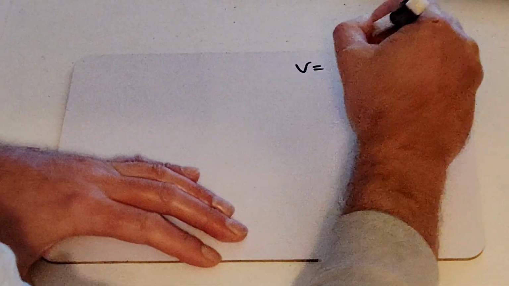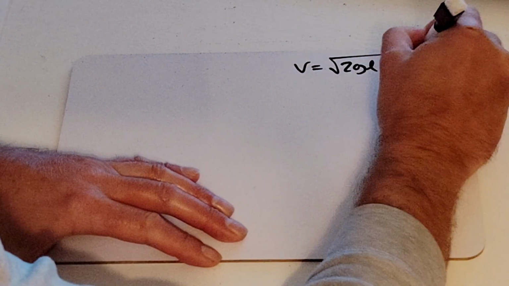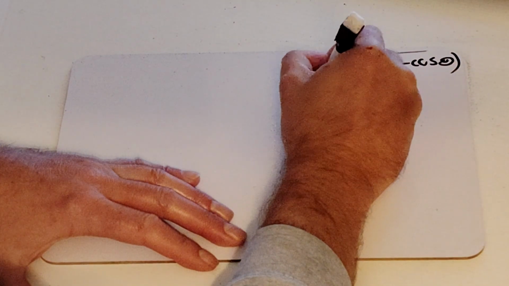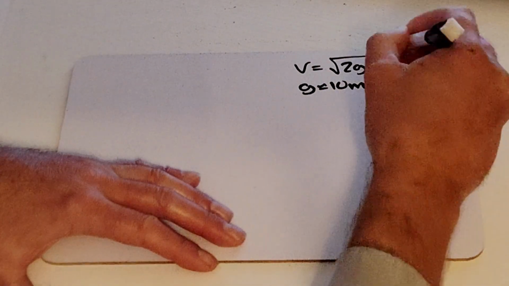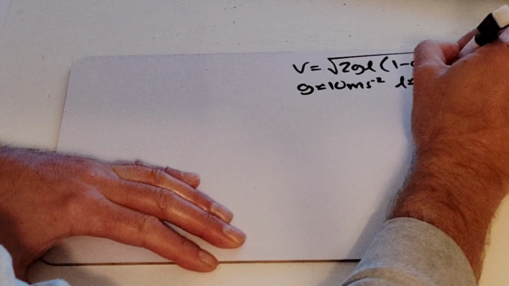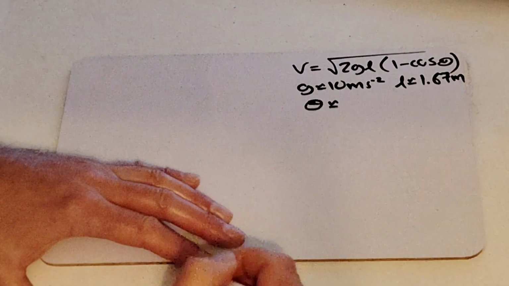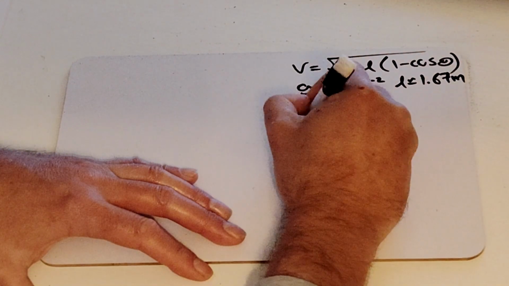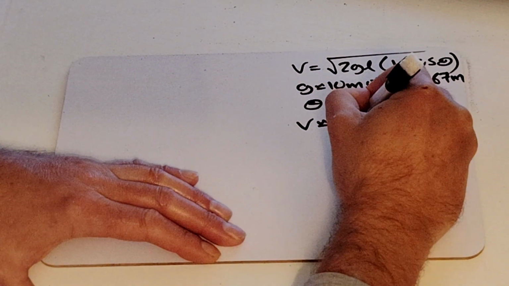So we know that the velocity is reliant on this relationship, square root of 2gL brackets 1 minus cos theta. So we're going to say that g is approximately equal to 10 meters per second squared, just rounded. We're going to say that L from our pendulum calculation was about 1.67 meters, and from an eyeball approximation, fairly uncertain, but we're going to say that theta was about 30 degrees. Okay, so when we plug everything in, we get an initial post-impact velocity of around 2 meters per second.